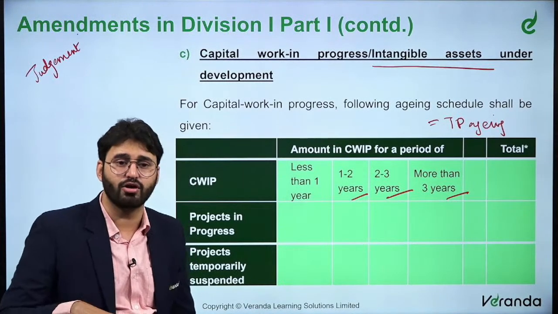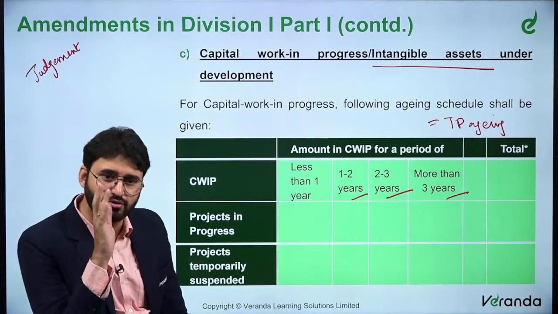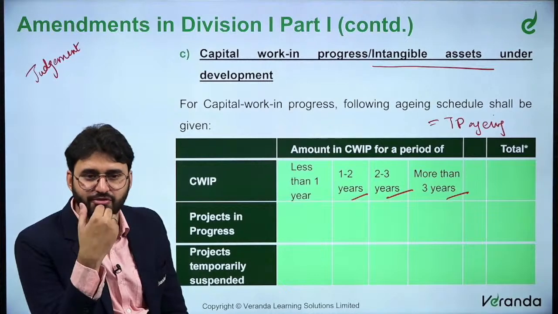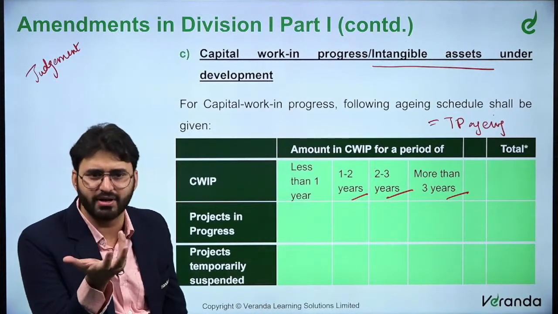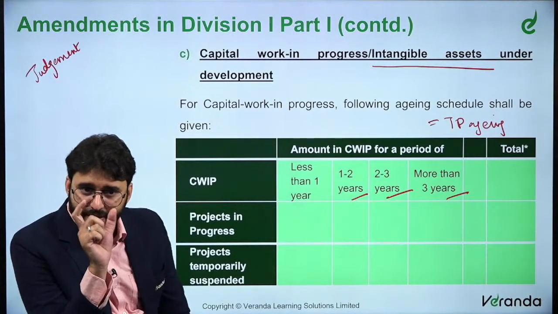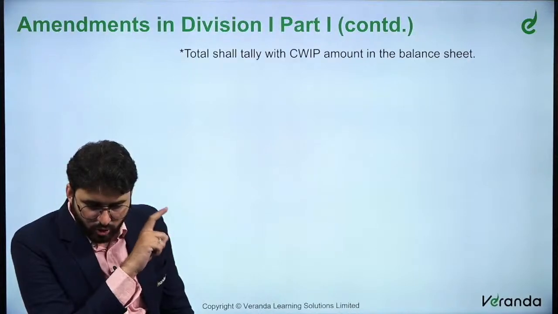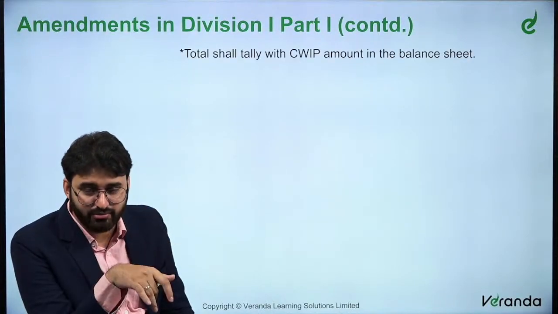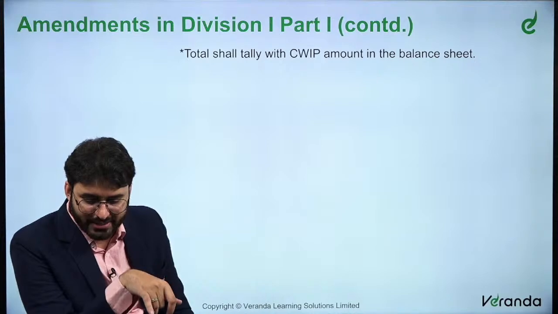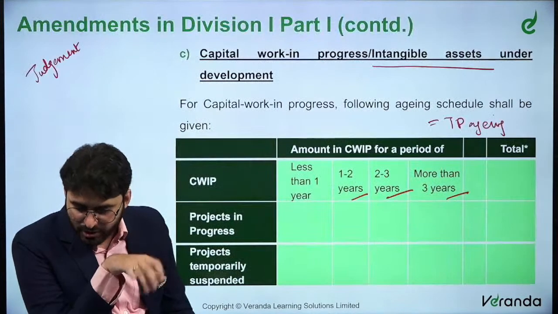Say for example, because of COVID, the company was not able to get funds and therefore they had to stall the project. Or business was lost, therefore they had to stall. There could be multiple reasons. Now the word temporarily is very important. Okay. So there's one more comment below: total shall tally with CWIP amount in the balance sheet. So the total that I give here should tally.